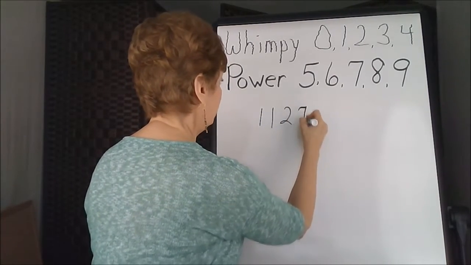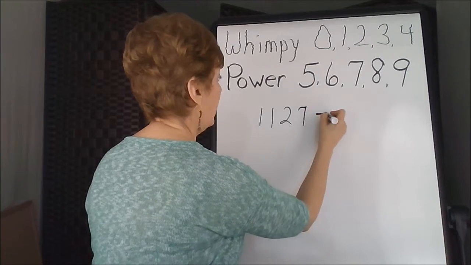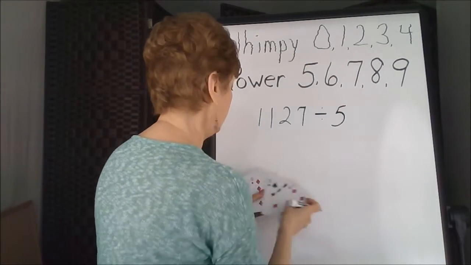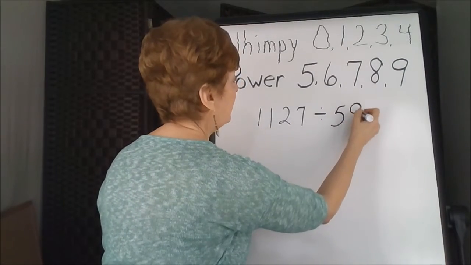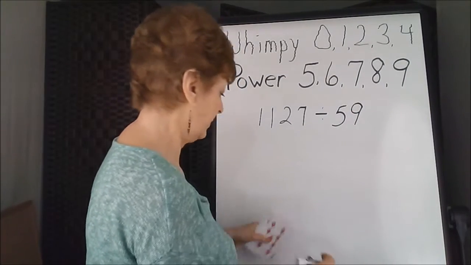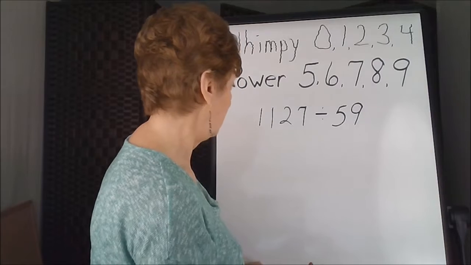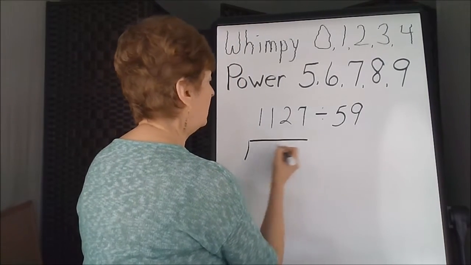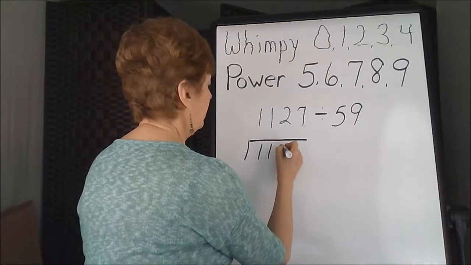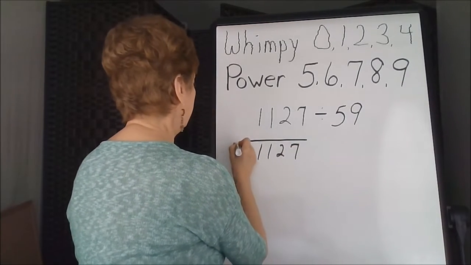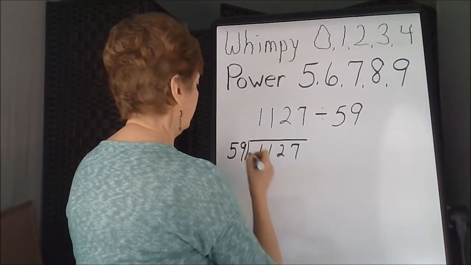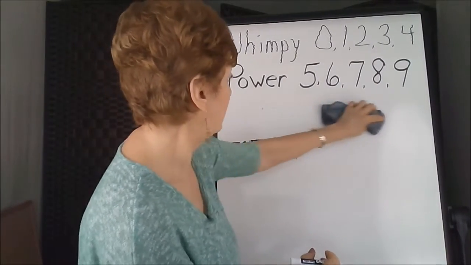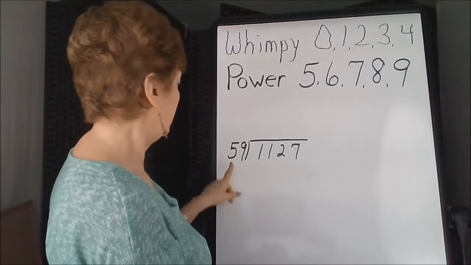1,127 divided by 50, let's say it's 59 this time because we just worked with an 8. All right, our actual problem. Let me erase this so it doesn't get in our way and confuse us.